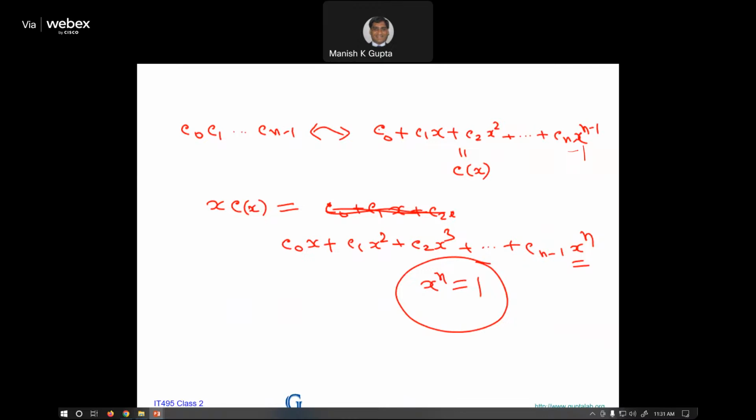So that means whenever we are doing any operation between these polynomials, we need to make sure that x raised to n is equal to 1. Whenever there is coefficient x raised to n, it should be 1.